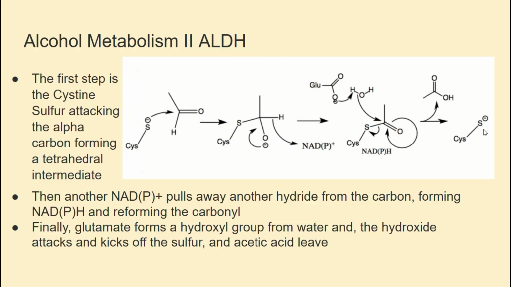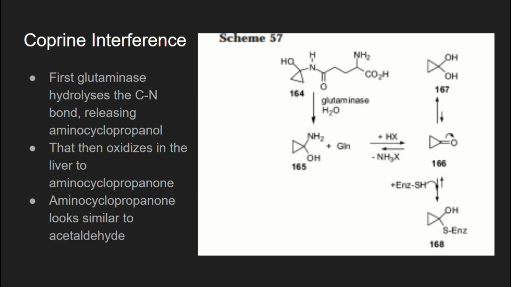Then the cysteine is back to its initial state, and water is going to come along and deprotonate the glutamate and return it to its initial state. So, how does Coprine interfere with this? Coprine is going to interfere at the second step of alcohol metabolism.